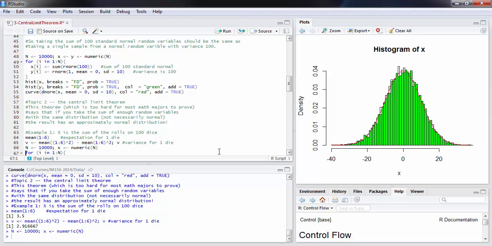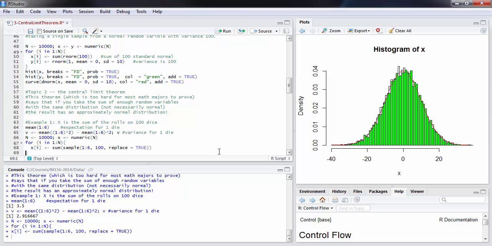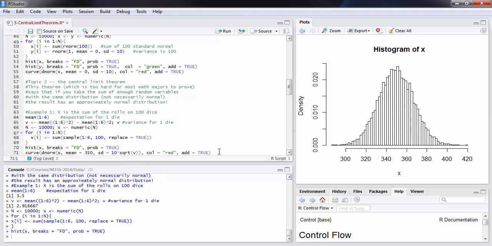Now let's try doing this 10,000 times. So in the ith slot, there are 10,000 empty slots waiting to hold these results. I get the sum of 100 samples, each simulating the roll of a single die. Let's plot a histogram of that.